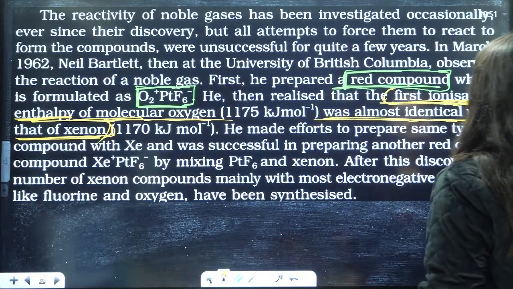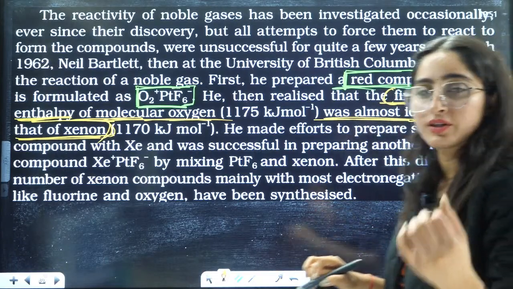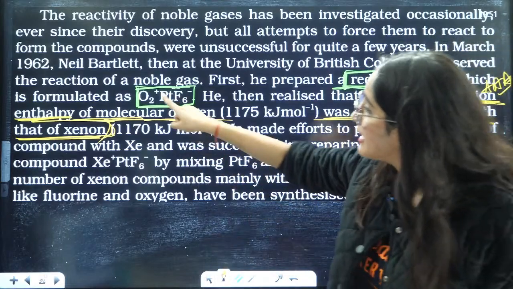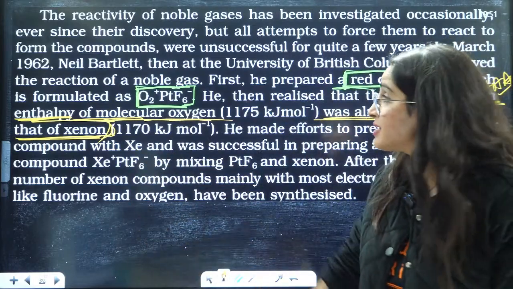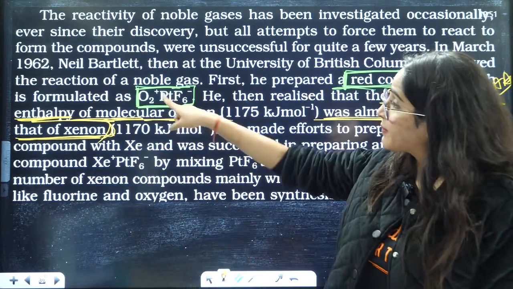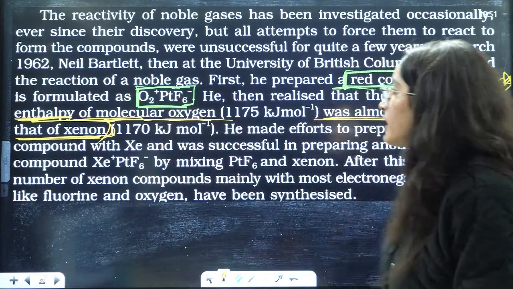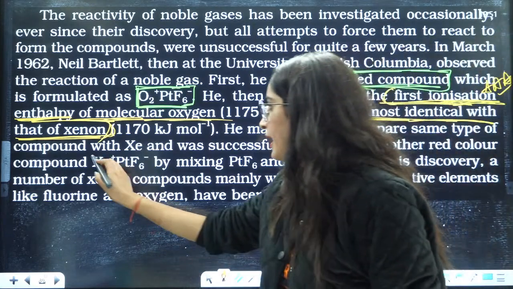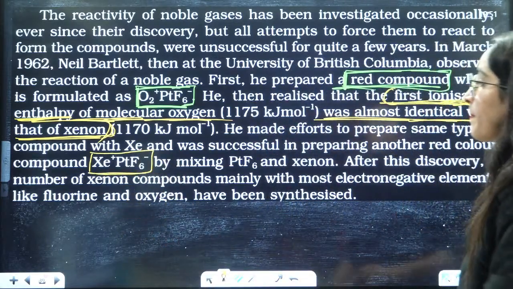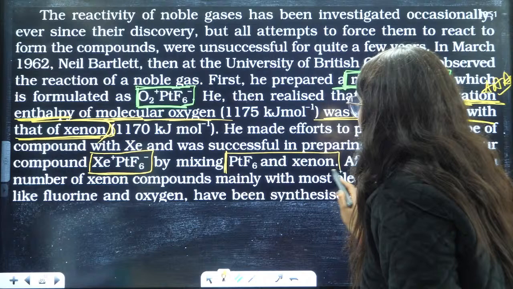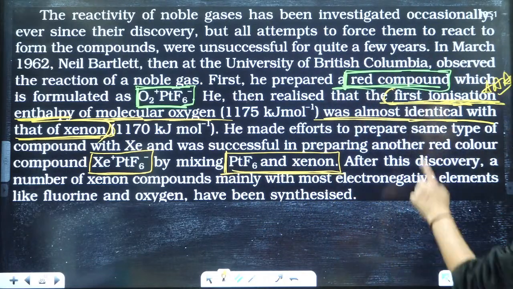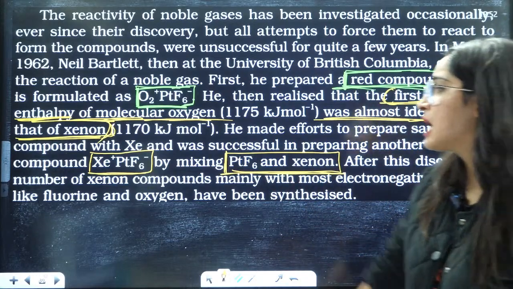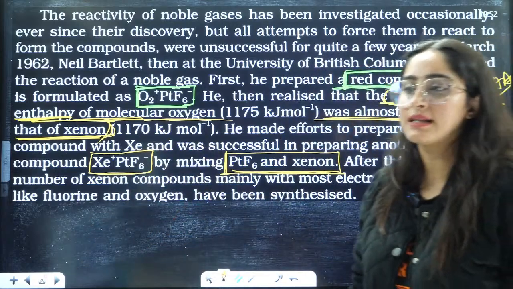This assertion reasoning question can be asked. The first ionization enthalpy of molecular oxygen O2 was the same as xenon. So that is why he replaced this with xenon. He said that if the ionization enthalpy is the same, if I replace it with xenon, this compound can be prepared, right? So he made efforts to prepare the same type of compound with xenon and was successful, right? By mixing PtF6 and xenon, he prepared this compound, right? After this discovery, a number of xenon compounds, mainly with the most electronegative elements like fluorine and oxygen, have been synthesized.